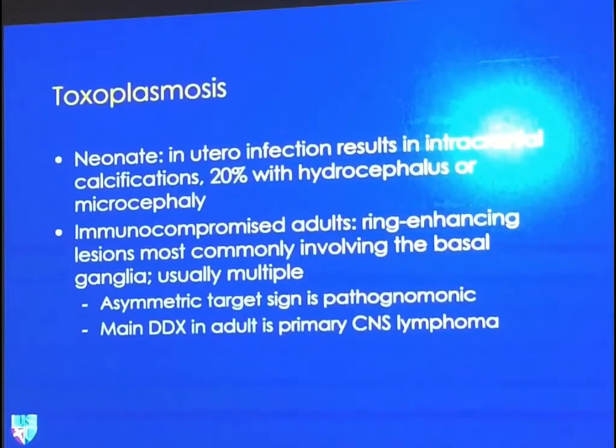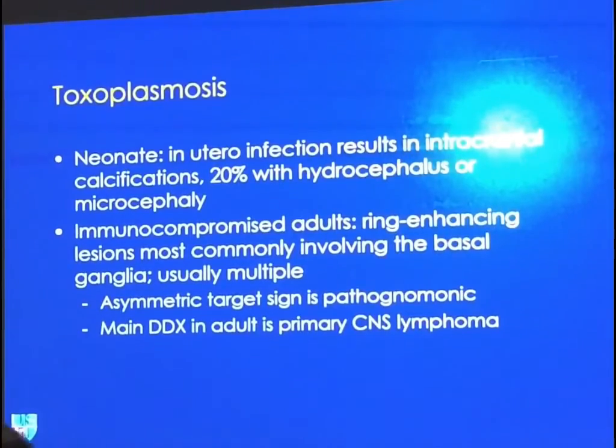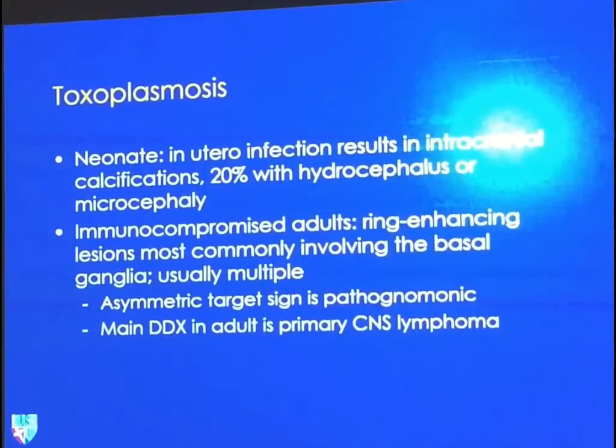All right, so toxo. When we're imaging toxo, it depends on what the patient population is. The two main ones I think of as a radiologist are the neonatal population, where there's an intrauterine infection that results in intracranial calcifications, sometimes hydrocephalus and microcephaly. And then I think of immunocompromised adults, where these create ring-enhancing lesions, like we mentioned. They're commonly in the basal ganglia, and many times they're multiple.